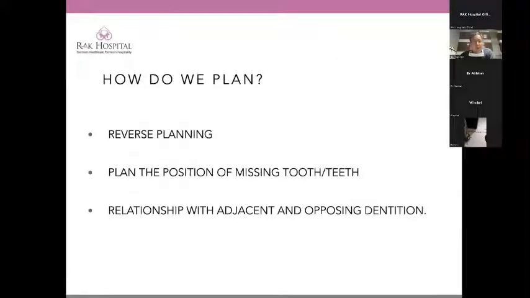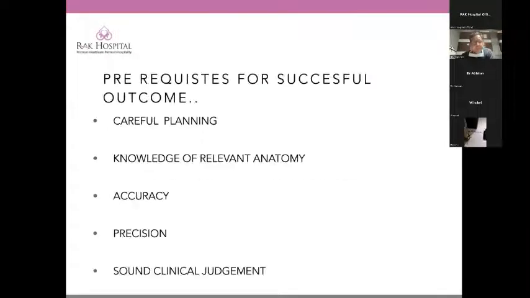So how do we plan now? We do reverse planning. We plan the position of the missing tooth or teeth first. We plan the prosthesis first. And how is it planned? It is planned in relationship with the adjacent teeth, so that it does not look awkward in your mouth, and it meets the opposing dentition in the perfect manner. That is how you plan.